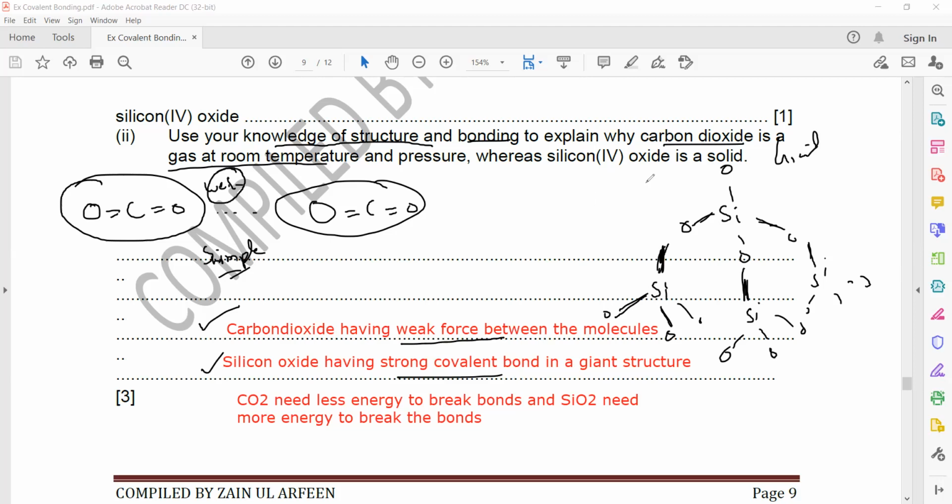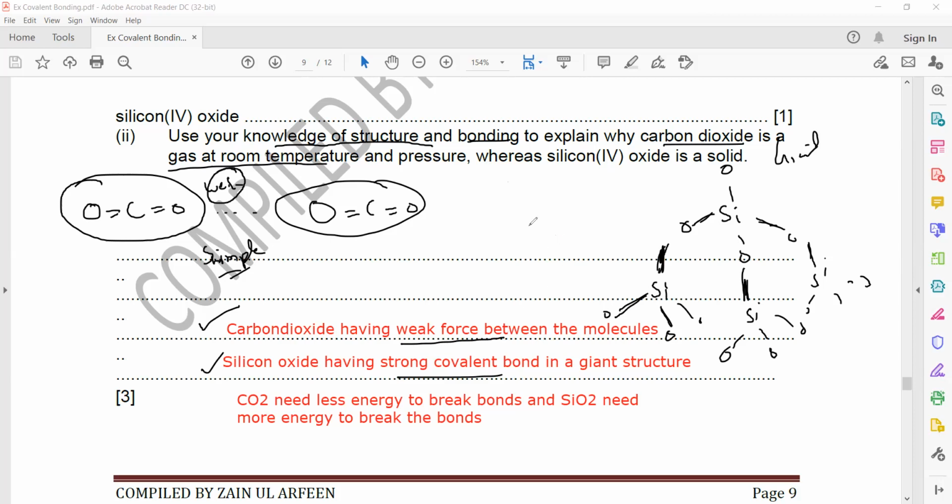Is it clear, this part? Yes, Abdullah. Sir, but in point two, we are talking about the force between the molecules. But in point two, we are talking about the force between the atoms.